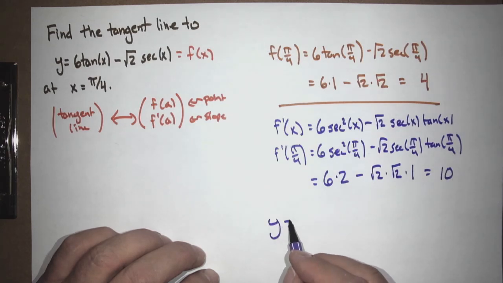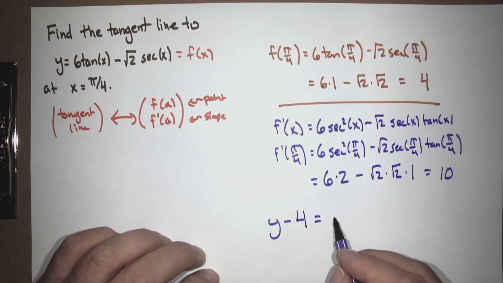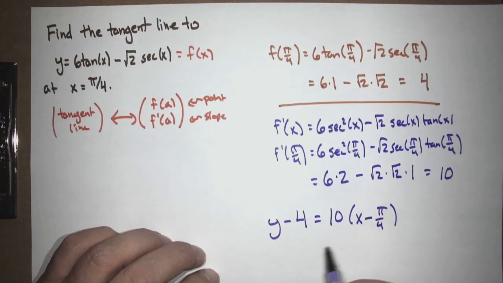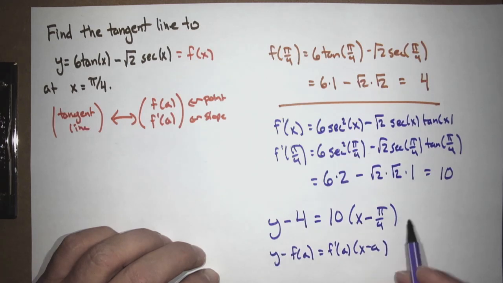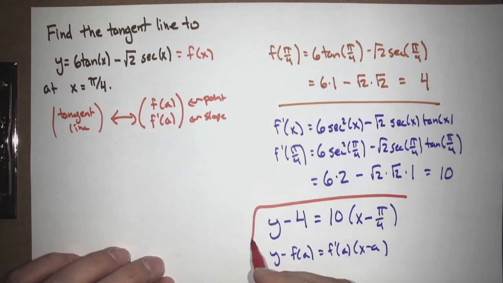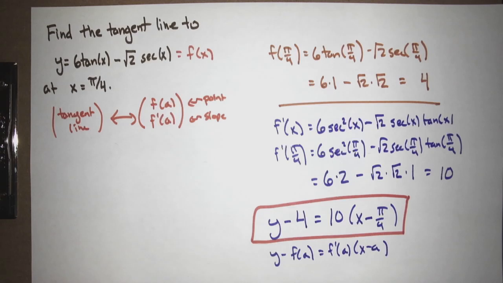So y minus your y value equals slope times x minus your x value. This is your y minus f of a equals f prime of a times x minus a. Now, at this point, what do we need to do? We're done. That is a line, and it is the tangent line. Oh, how beautiful. We weren't asked to put it in a specific form, so that's good enough.